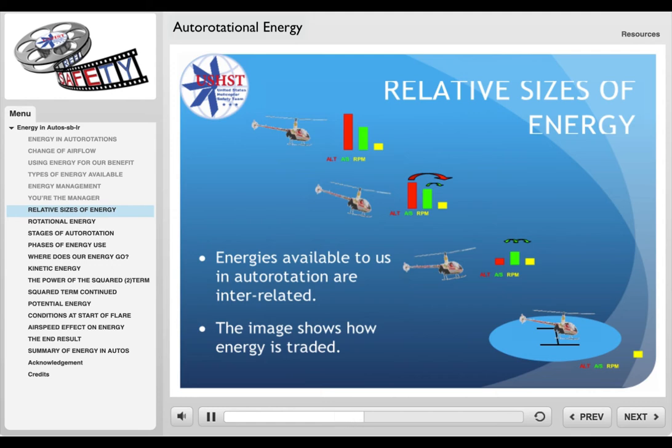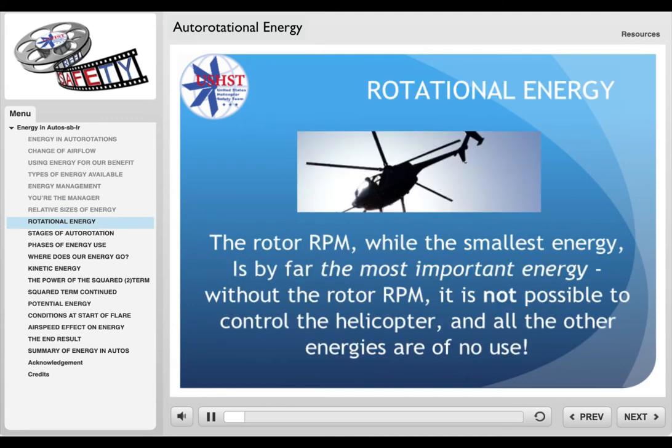But the relatively small size of the rotational energy is actually surprising. There was one DVD on this subject that actually showed the rotational energy was a very small fraction of the combined kinetic and potential energy, even at the start of a typical flare. What makes this relative size difference important is that the rotor RPM, while it's the smallest energy, is by far the most important energy. Because without the rotor RPM, it's not possible to control the helicopter.